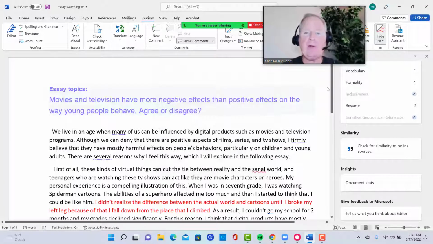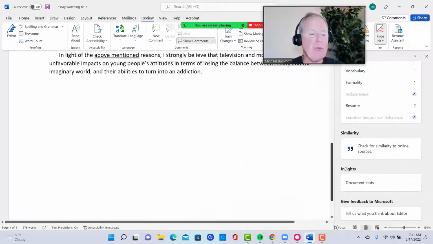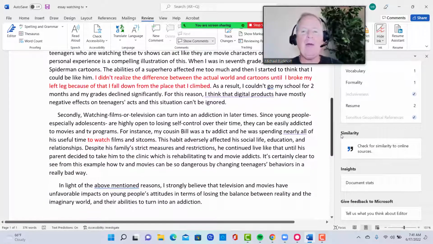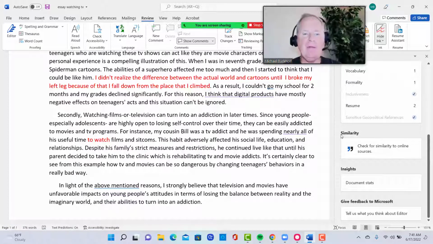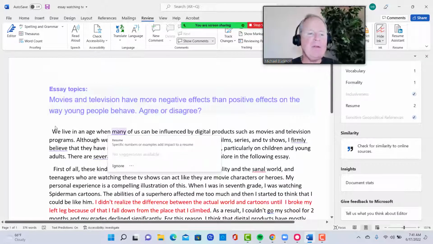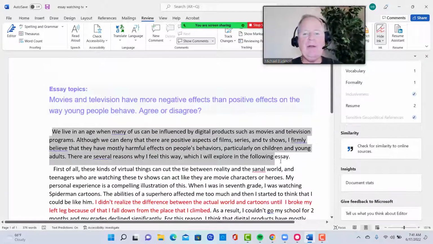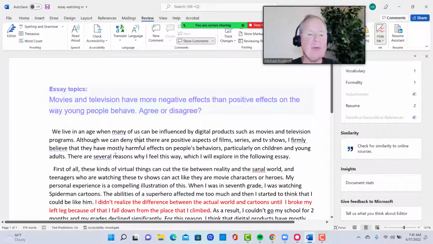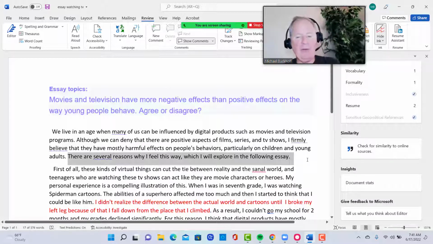Okay, here's the actual essay itself. So you wrote roughly 376 words. I recommend that you get closer to 450 to 550 words on that. Now, how would you do that? I think the first step is to expand the introduction to about 100 words. And instead of saying there are several reasons why I feel this way, which I will explore in the following essay, I would get rid of that particular thesis statement.